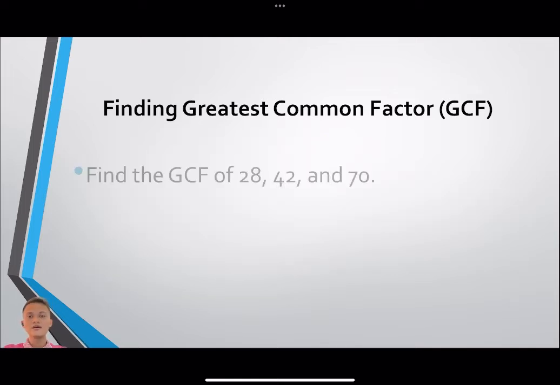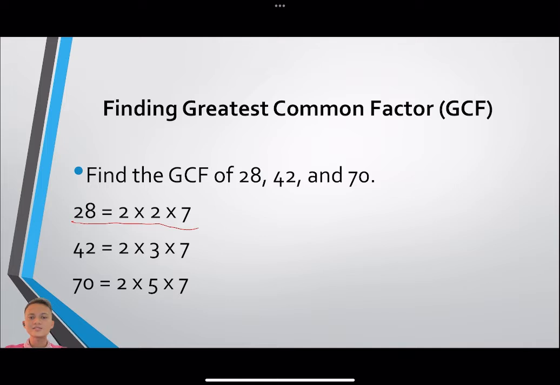For example, we are going to find the GCF of 28, 42, and 70. So first is find the prime factors of 28, 42, and 70. So the prime factors of 28 is 2 times 2 times 7, because when we multiply 2 times 2 and 7, that is 28. The same as 42, which are 2 times 3 times 7, and also 70, which are 2 times 5 times 7.